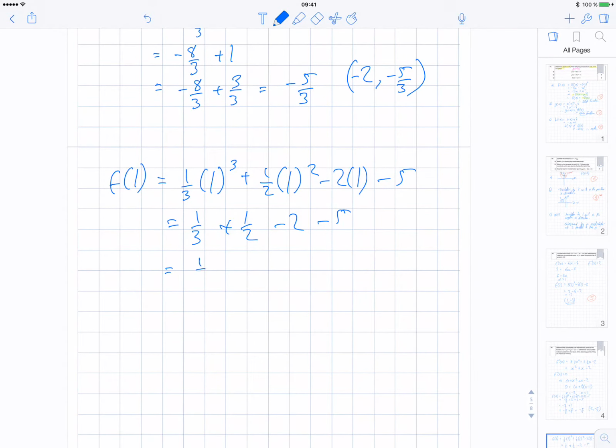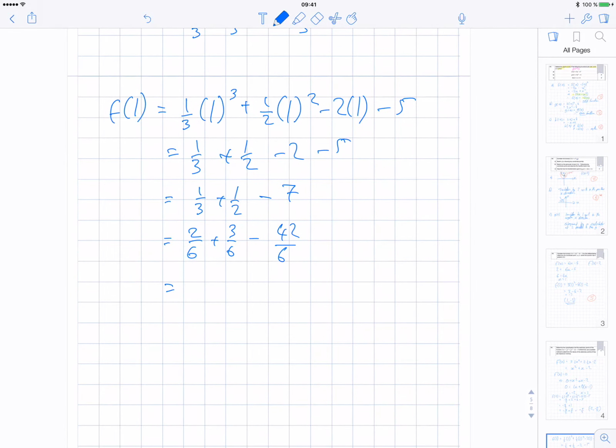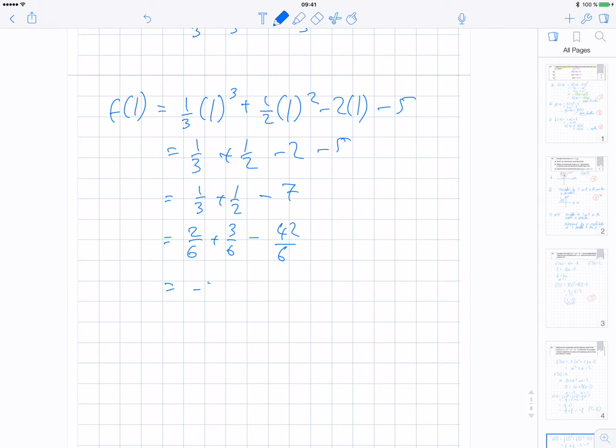Okay, so I have a third plus a half, minus 2 minus 5 is minus 7. Common denominator is 6. So it's 2 over 6 plus 3 over 6 minus 7 times 6 is 42. So 42 over 6 will be the same thing. So we have 5 take away 42 is minus 37 over 6. So I have 1 comma minus 37 over 6.